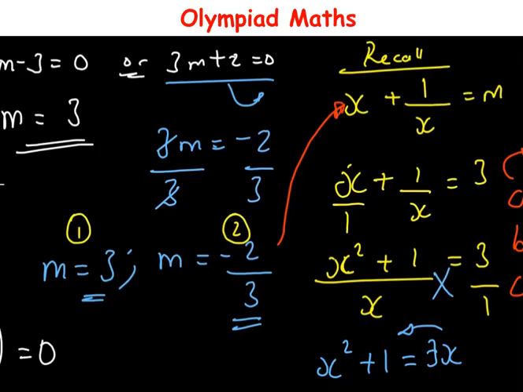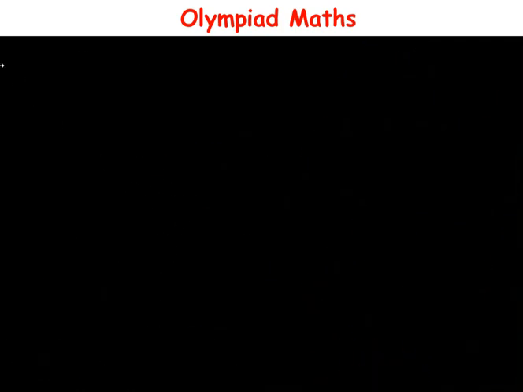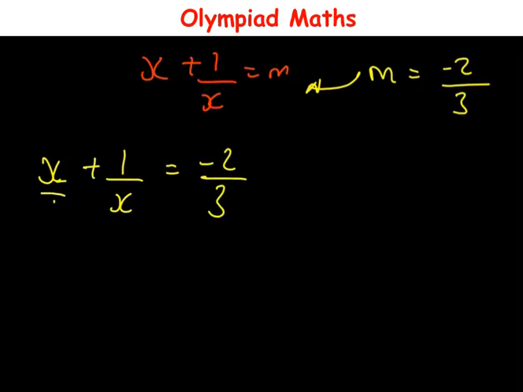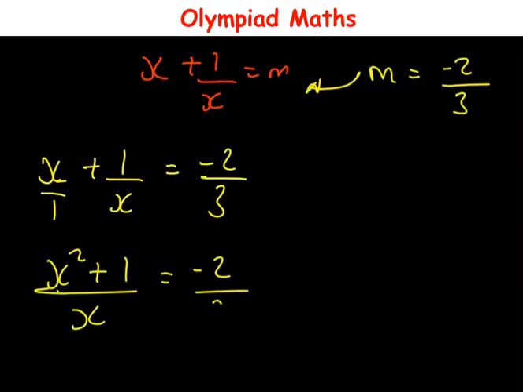So for m equals minus 2 over 3, recall that x plus 1 over x equals m. Inputting this into the equation, we have x plus 1 over x equals minus 2 over 3. x can be written as x over 1, then simply find the LCM of 1 and x, which is x. Dividing, x times x is x squared, plus 1 times 1, equals minus 2 over 3.